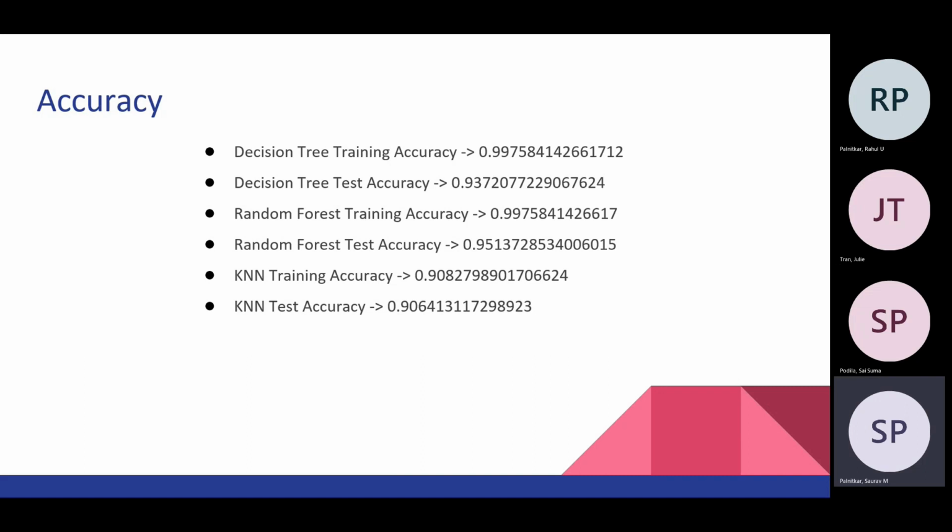In the accuracy section, the decision trees, the random forests, and the KNN all have performed very well. However, we can see that random forest has performed best on the testing set with 95% accuracy.